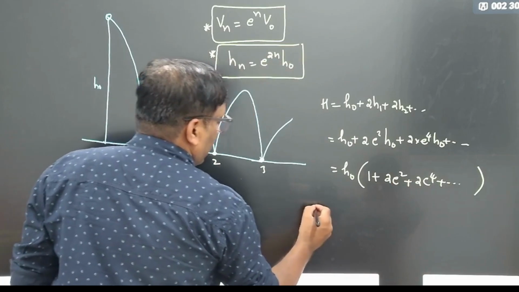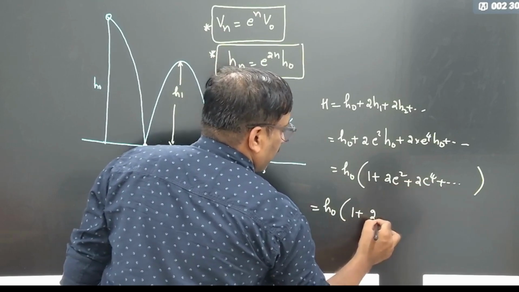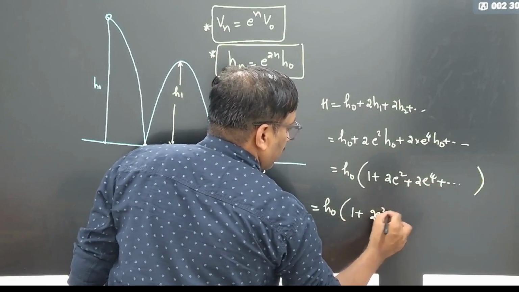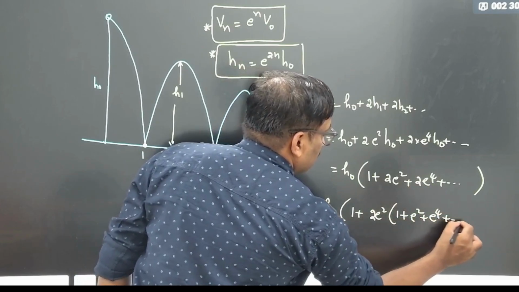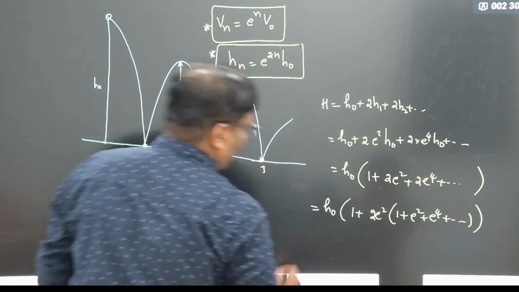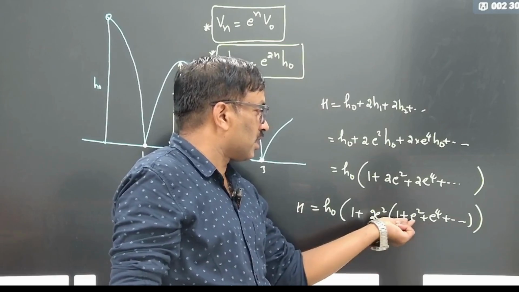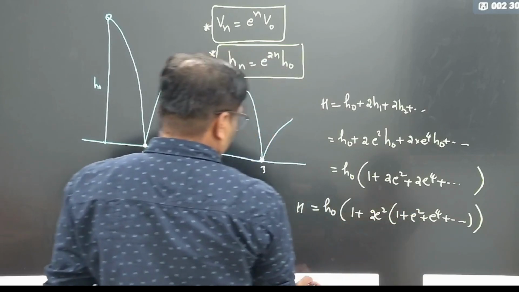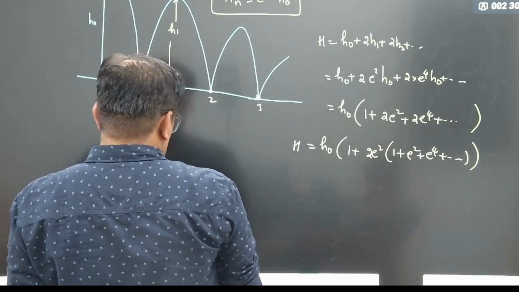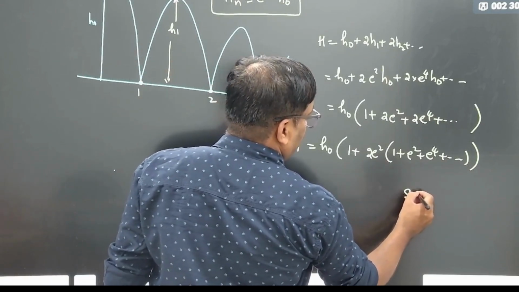Again we can rewrite it as h naught, which will be equal to 1 plus 2e² taken common, so 2e² taken common, 1 plus e² plus e⁴, something like this. Now if you take this, it is nothing but a geometric progression. What will be the sum of these infinite terms?